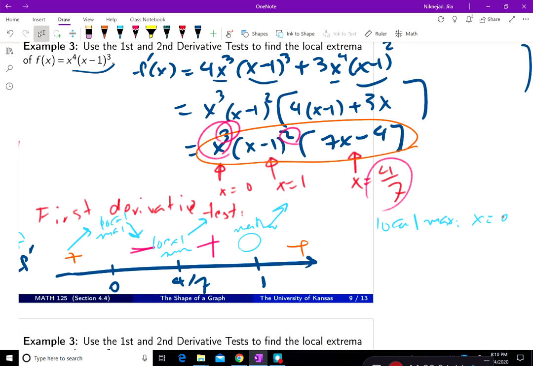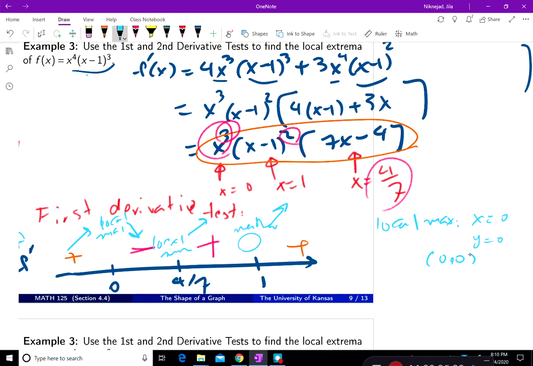Local max at x equal to 0, and now it's time to go back and plug it into the original. If I plug it back into the original, I get y equal to 0. So (0, 0) is the local max.